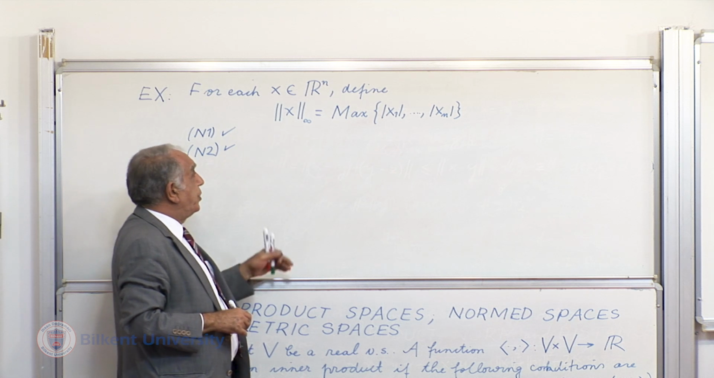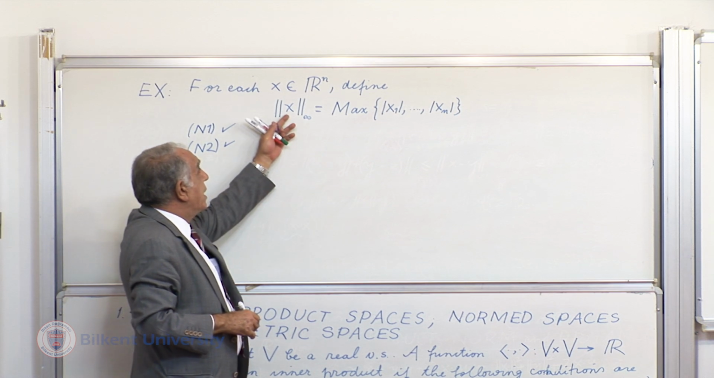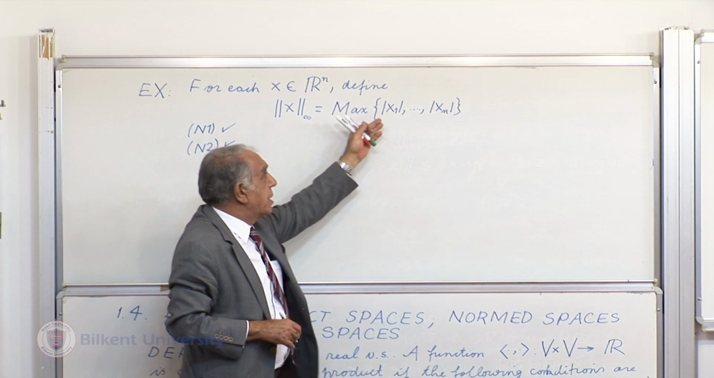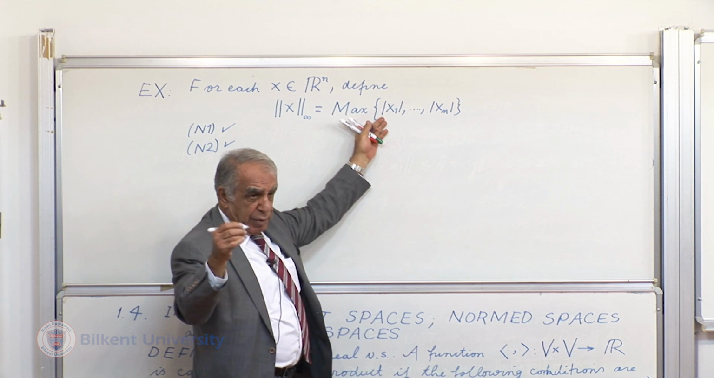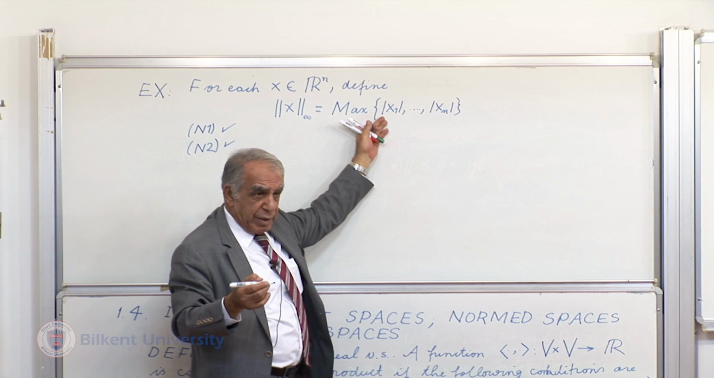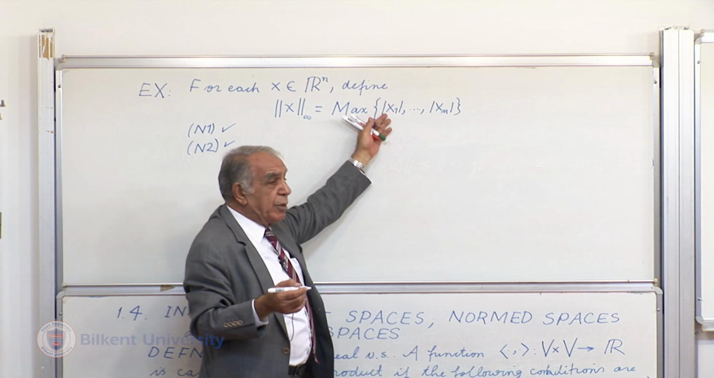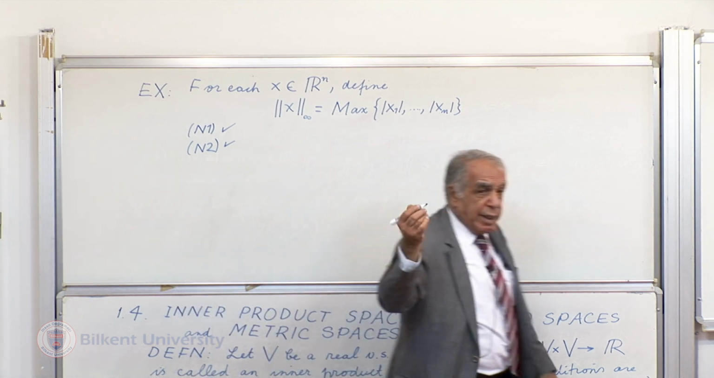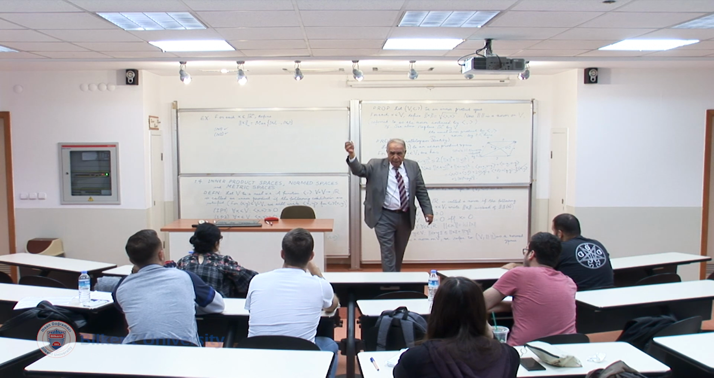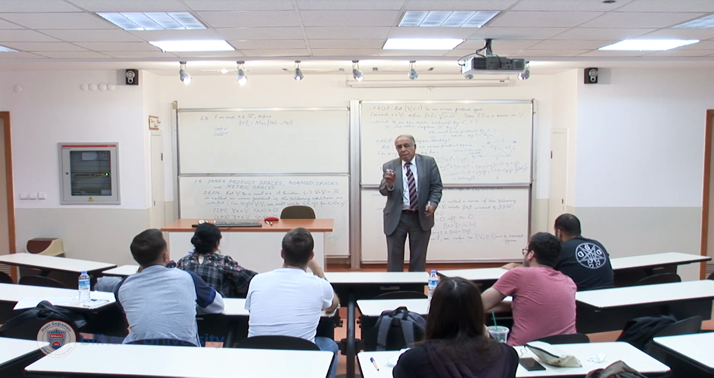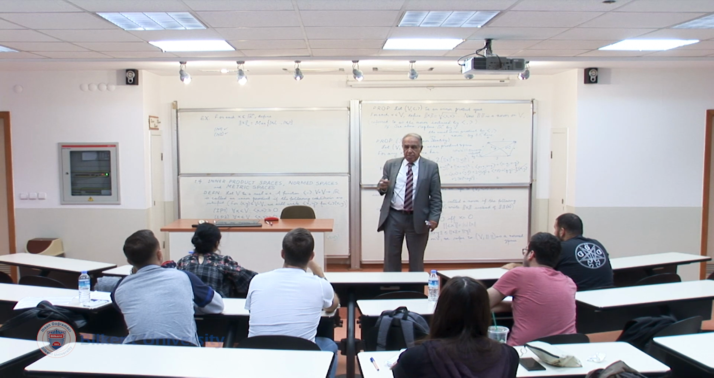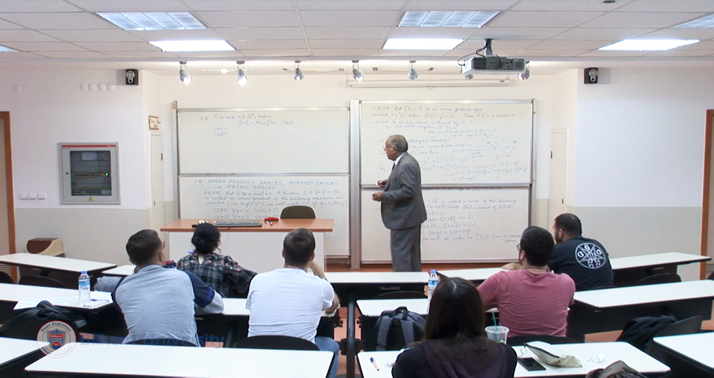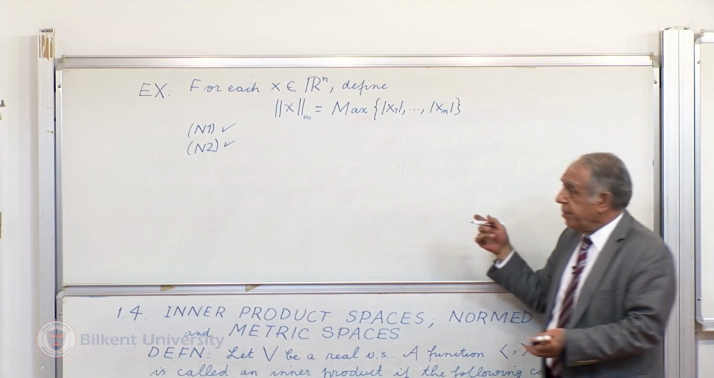Well, here, if you take Cx for some C in R, then its components are Cx1 up to Cxn. You take the absolute values of them. So this becomes the absolute value of C times the absolute value of x1, up to the absolute value of C times the absolute value of xn. But then the maximum of these will be multiplied in the end by the absolute value of C, which means that N3 is satisfied.